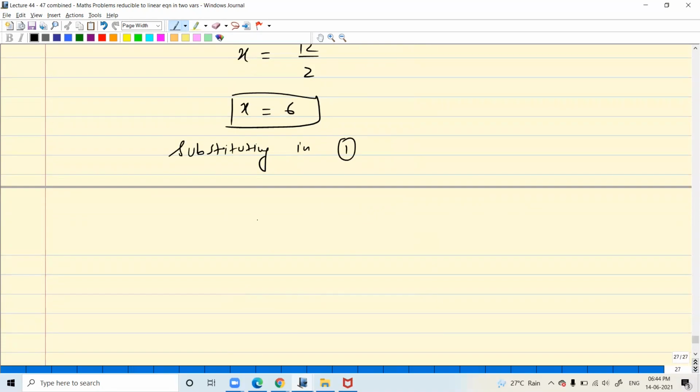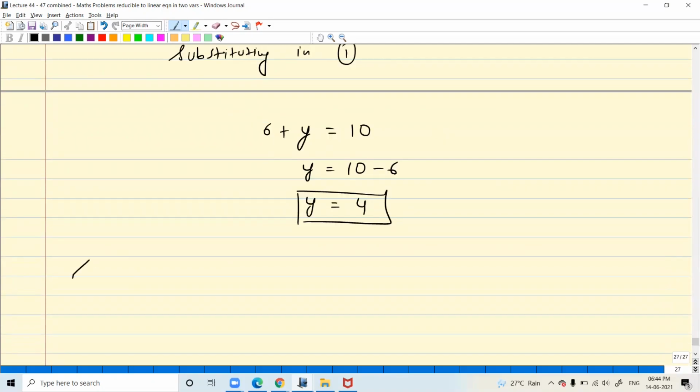So in the first equation, it was x plus y is 10. So it will be 6 plus y is 10. So y is equal to 10 minus 6. So y is equal to 4. That's all. Final conclusion.